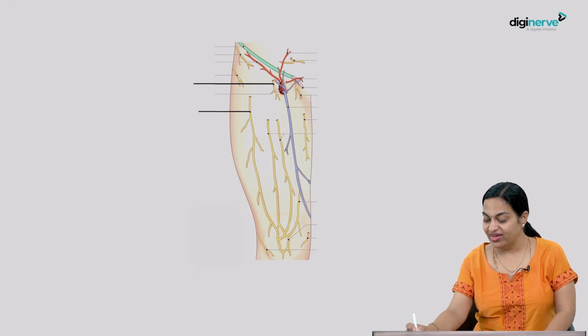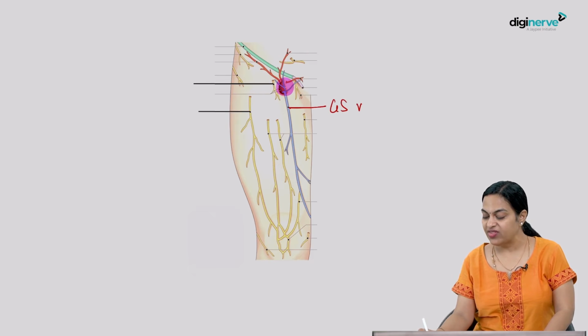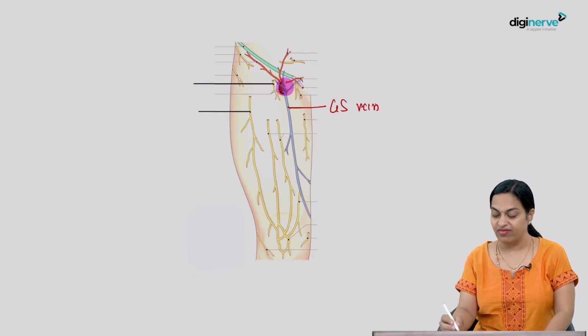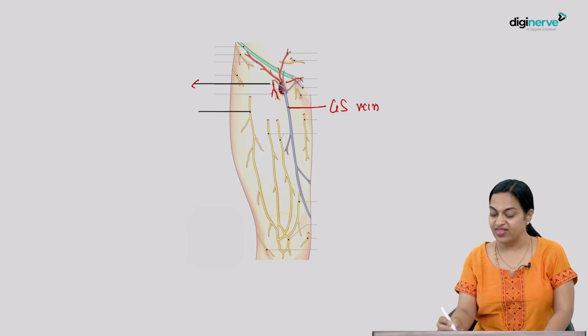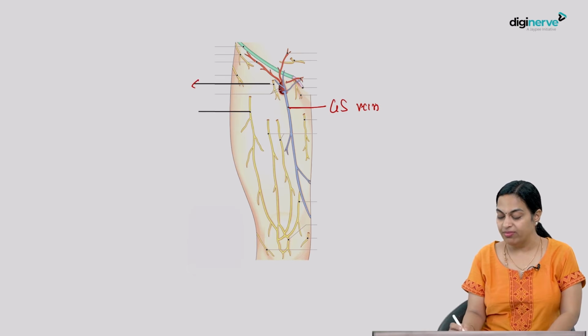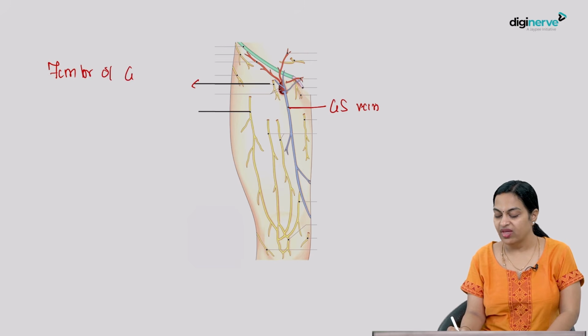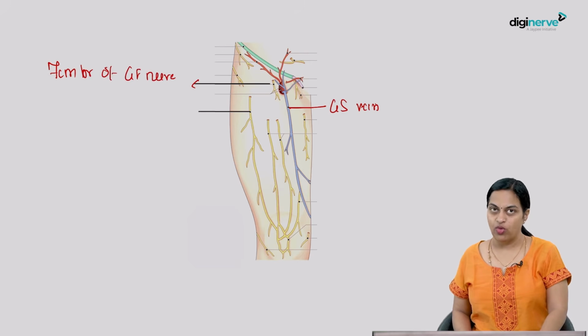Here, you can identify the saphenous opening there, right? This is the great saphenous vein. The great saphenous vein is passing through the saphenous opening to enter into the femoral vein, isn't it? And close to that, can you appreciate this nerve here? Yes, that is the femoral branch of genitofemoral nerve. We'll be talking more about it, okay?